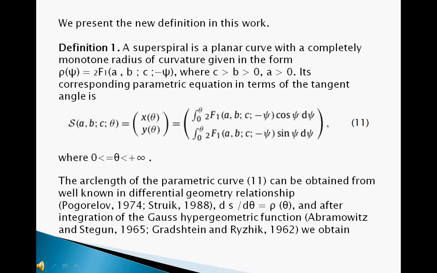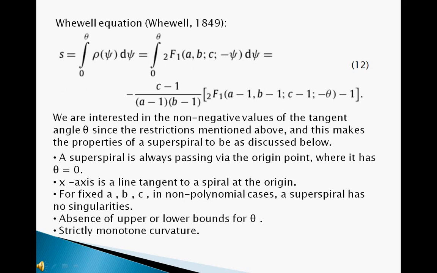The arc length of the parametric curve 11 can be obtained from a well-known differential geometry relationship, and after integration of the Gauss hypergeometric function, we obtain equation 12, which relates the arc length with the tangent angle and is often called the Cesàro equation. We are interested in the non-negative values of the tangent angle, since the restrictions mentioned above, and this makes the properties of a superspiral as discussed below.